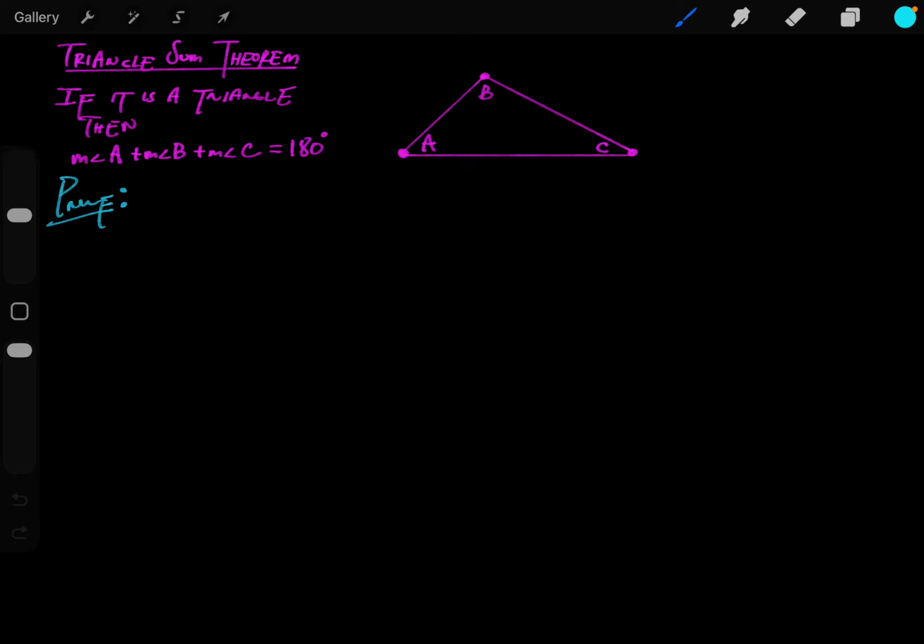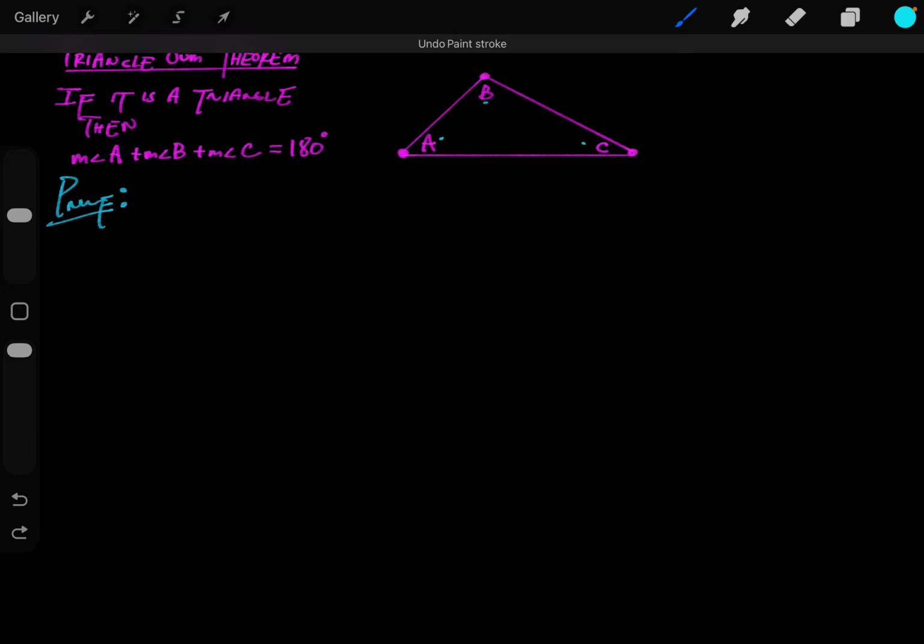Okay, now let's prove the triangle sum theorem. So what does the triangle sum theorem say? It basically says that if you have any triangle, the sum of its interior angles, A, B, and C, these three angles, 1, 2, 3, is equal to 180 degrees.